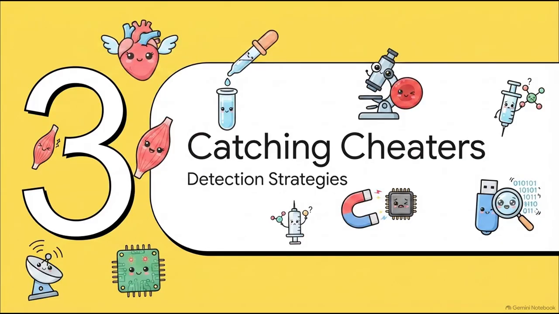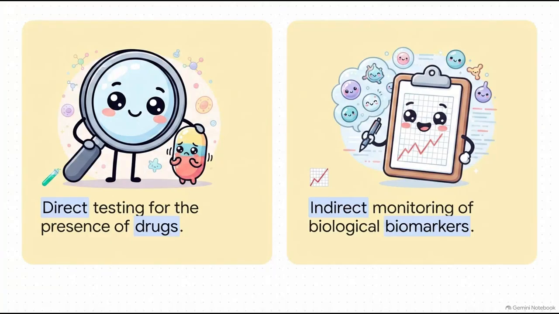Section 3. Catching cheaters, detection strategies. But as athletes found new designer drugs and more sophisticated transfusion methods, anti-doping agencies had to drastically evolve their detection strategies. And this brilliantly illustrates the shift in the science. Traditional drug testing was a direct approach. It involved looking for a snapshot in time to find the direct presence of a prohibited substance or its metabolites. But with the onset of rapidly modified designer drugs, the snapshot just wasn't enough anymore.